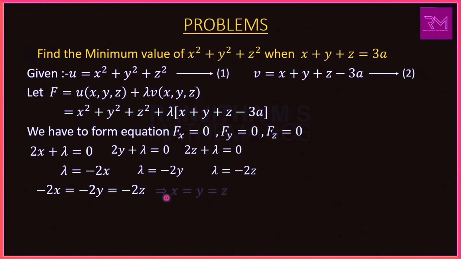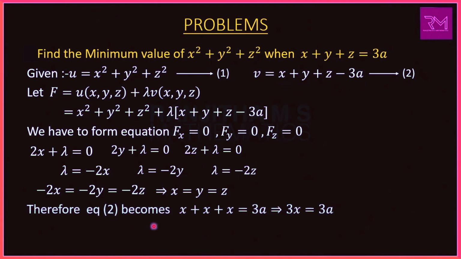Or we can simply write it as x is equal to y is equal to z. Here minus 2x is equal to minus 2y which is equal to minus 2z. Hence we can cancel minus 2 in these three terms. Hence we can simply write it as x is equal to y is equal to z. After obtaining x, y, z values, next substitute x is equal to y is equal to z in the condition v is equal to x plus y plus z minus 3a.